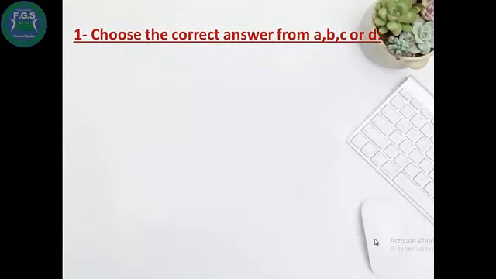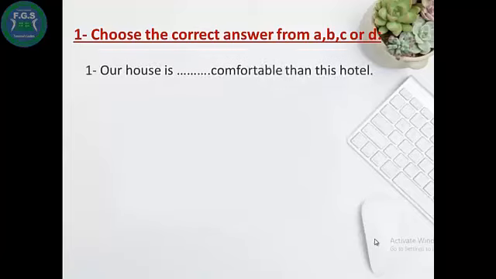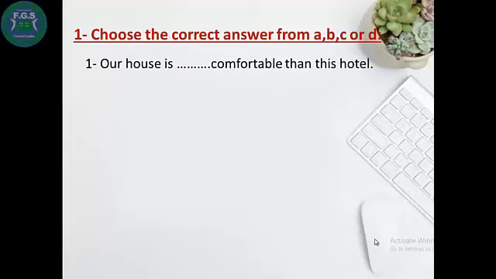Number 1, choose the correct answer from A, B, C, or D. 1. Our house is blank comfortable than this hotel. More comfortable, most, much, little. Comfortable is a long adjective, so we use more comfortable than.